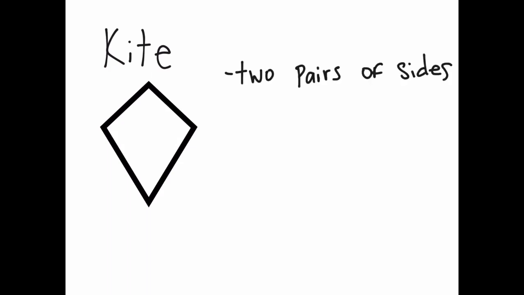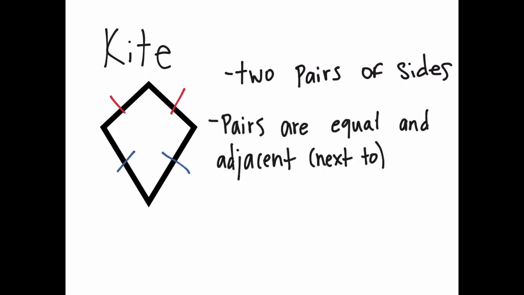So the first attribute of a kite is that it has 2 pairs of sides. So here is one pair of sides, and here is another pair of sides. Another attribute of a kite is that the 2 pairs of sides are actually going to be equal in length. So if you see here, the two red sides are equal in length and the 2 blue sides are equal in length.